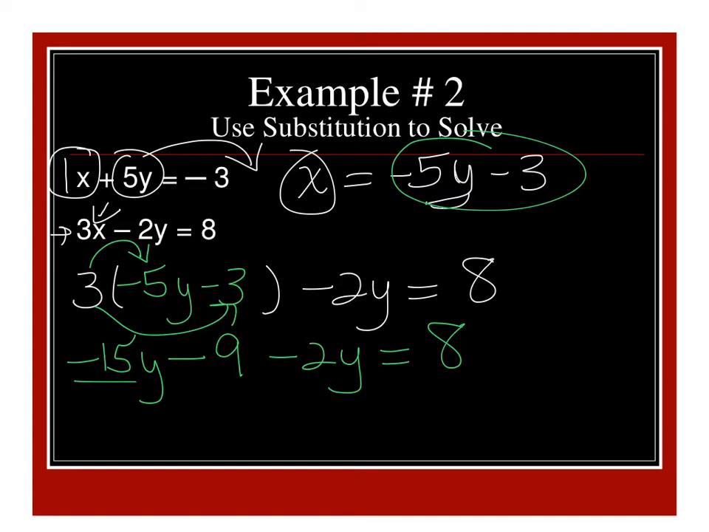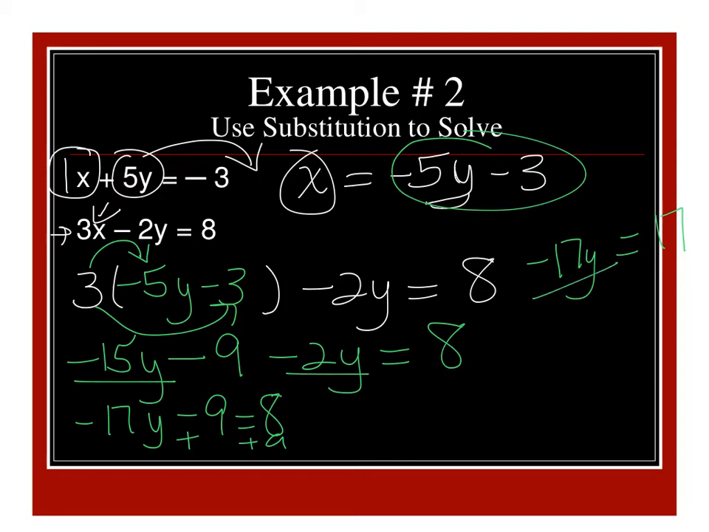Alright, so next I have to combine my like terms. So that gives me negative 17y minus 9 equals 8. Now I have a two-step equation to solve. I'm just going to add 9, and I'm going to move it over here. Negative 17y equals 17, and I have to divide by negative 17. So that gives me my y is equal to negative 1.